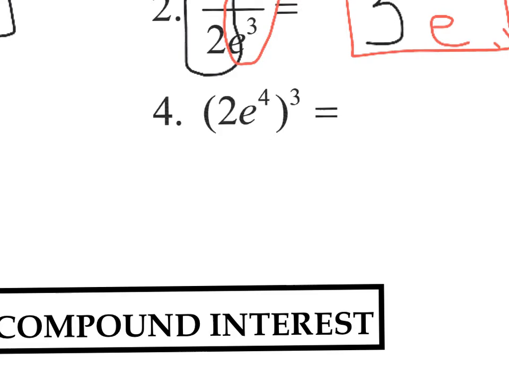You could do 2e to the 4th times 2e to the 4th times 2e to the 4th. And now 2 times 2 times 2 is 8. e to the 4th times e to the 4th times e to the 4th is e to the 4 plus 4 plus 4, because you're multiplying, so you're adding exponents. It would be e to the 12th.